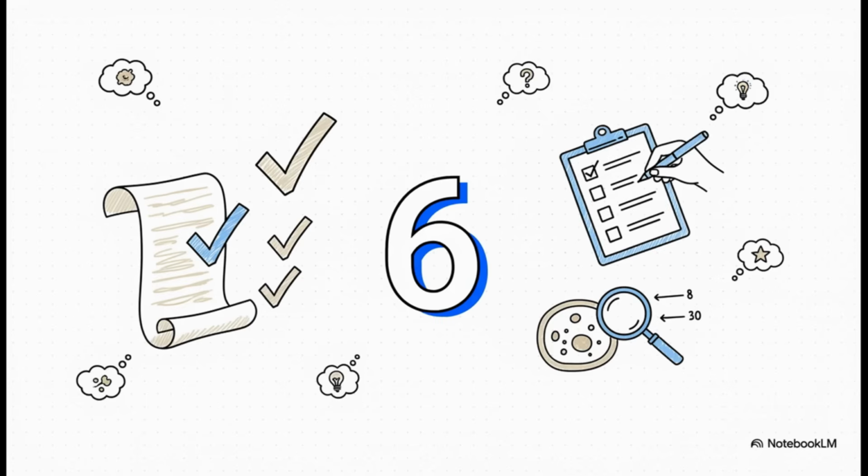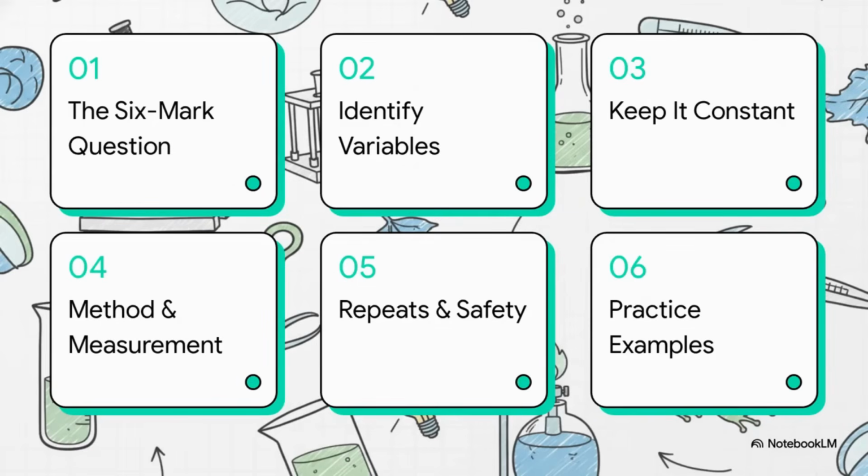They literally just have a checklist of points, and every time you hit one of those specific points, you get a mark. So your goal isn't to be some brilliant author. Your goal is simply to check their boxes. So, here's our roadmap for this explainer.